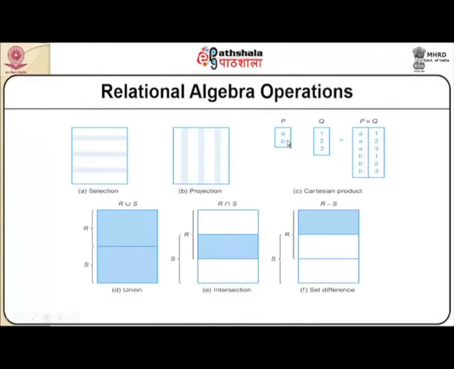That is a cross product between P and Q in this particular case, where if I multiply P and Q, it will form different rows, say A1, A2, A3, B1, B2, B3. So, 2 multiplied by 3 would create 6 rows. Those 6 rows are A1, A2, A3, B1, B2, B3. So that would be our Cartesian product.